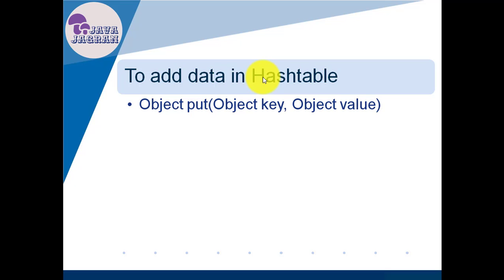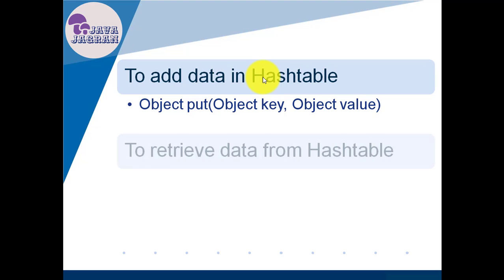So if the key is already available, it will replace the existing value and return the old value. If the data is not available, it will simply store the value and return null. So this is how the add method works. The next thing is retrieve. So how do we retrieve the data from the hash table?